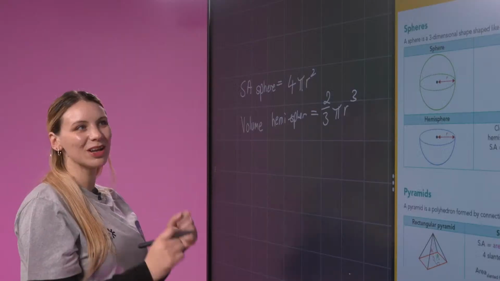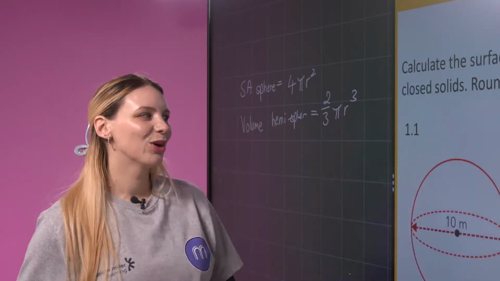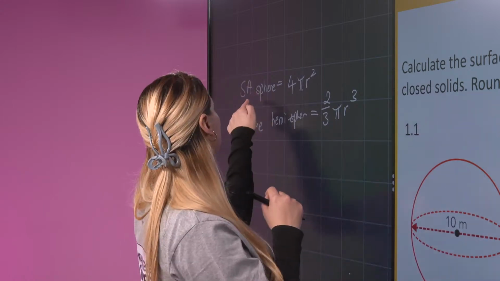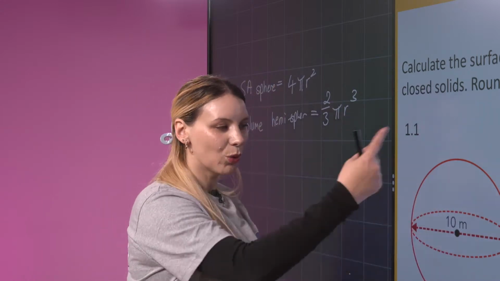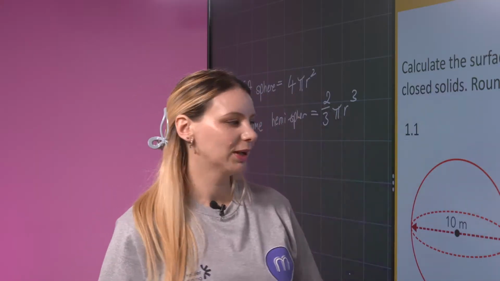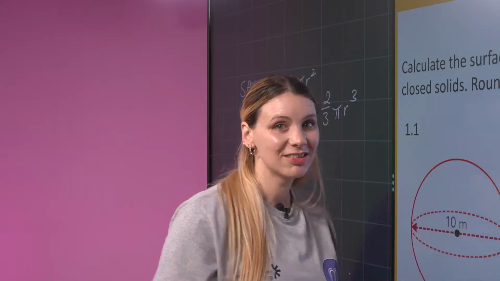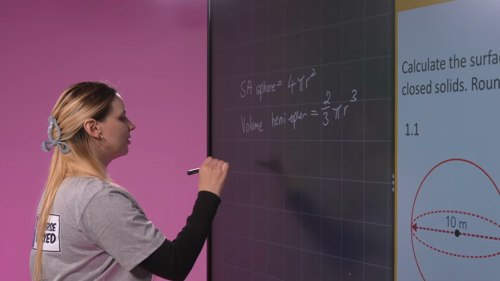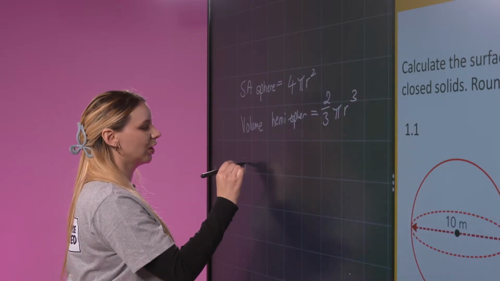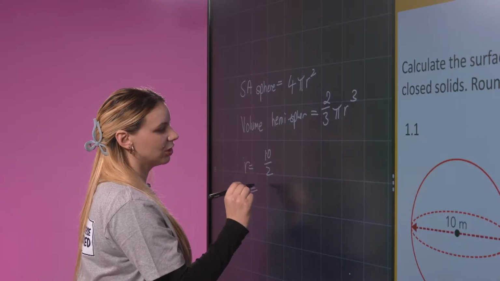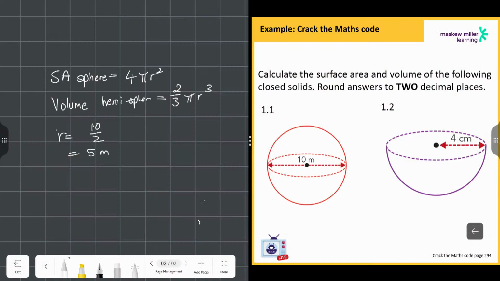Okay, we've got our formulas, and now we're going to answer those questions. The very first one, 1.1, I'm just going to do the surface area. What we need from this is the radius to substitute into our formula. We've got the diameter, which is 10. So we are going to halve the diameter to get our radius. Our radius is equal to 10 over 2, which is equal to 5, and it is in meters.